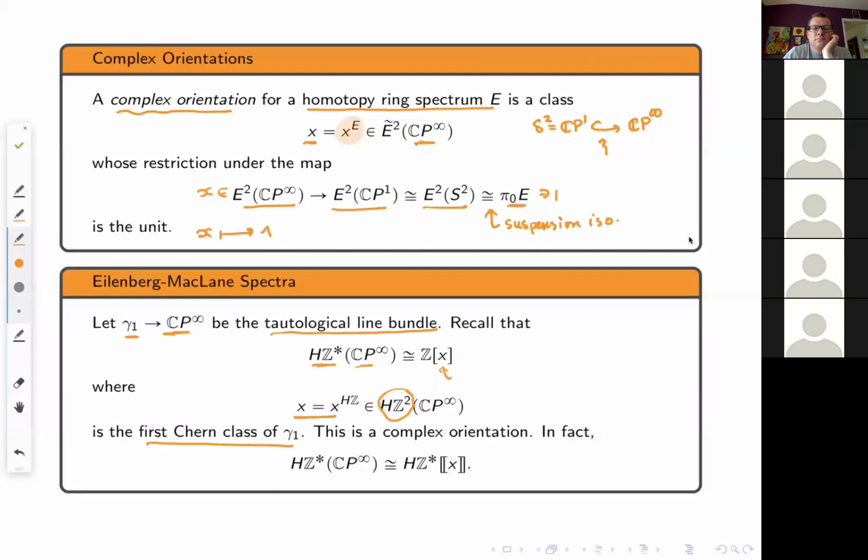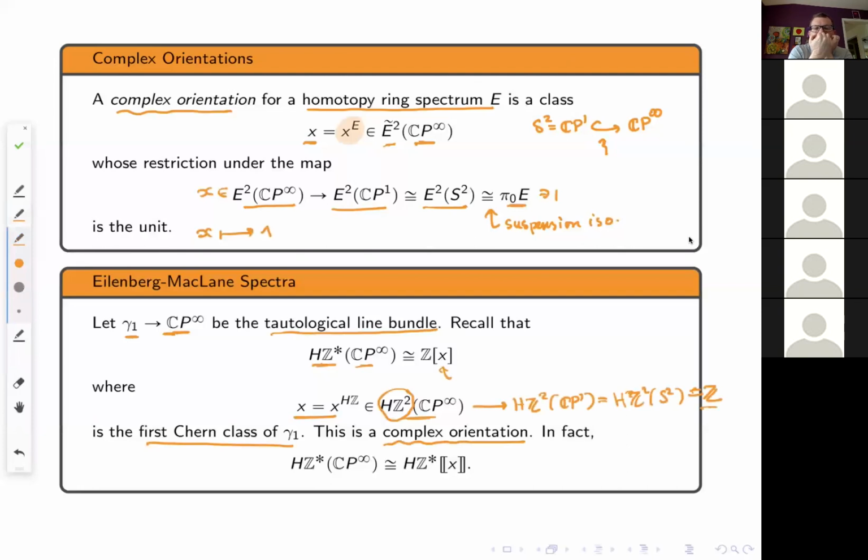If you make this choice, then this is going to be a complex orientation. So that choice of class in H2, remember we're looking for a class in E upper 2, so H upper 2 is going to be a complex orientation. Remember, if I go to HZ2 of CP1, that's HZ2 of S2, and that's Z. If you've done the computations for the cohomology of CP infinity, if you take a generator of this group, you know that it goes to a generator.